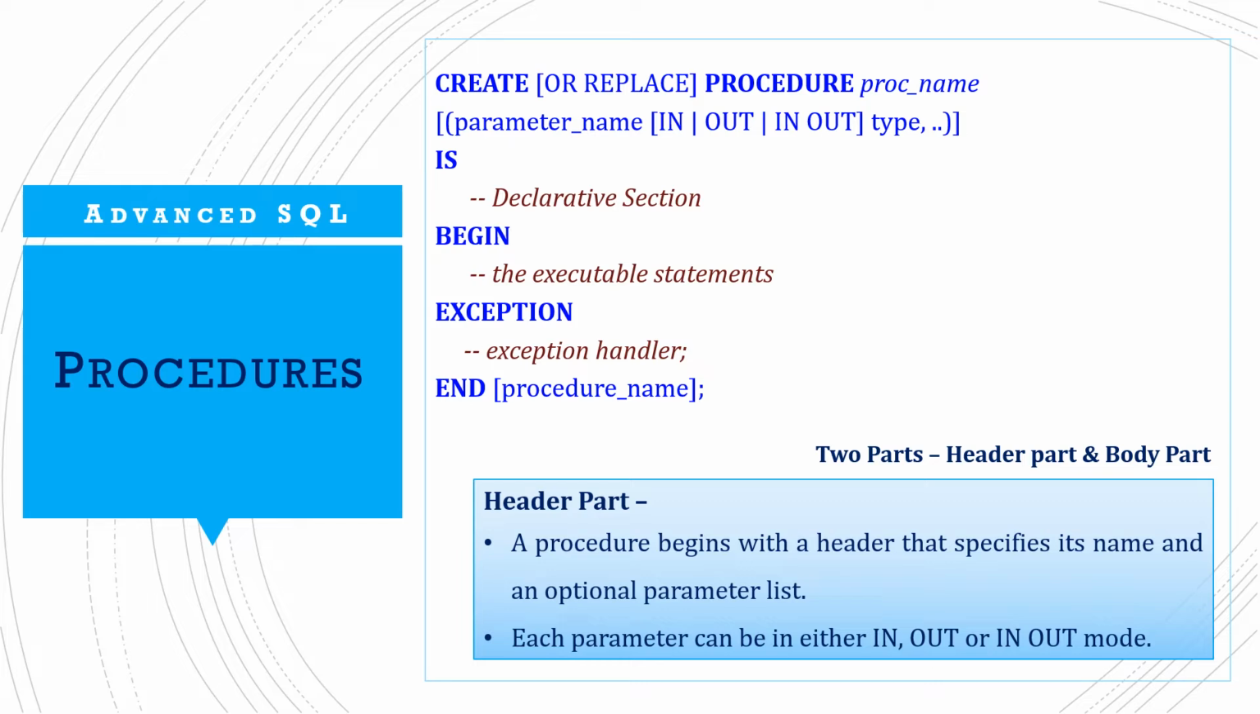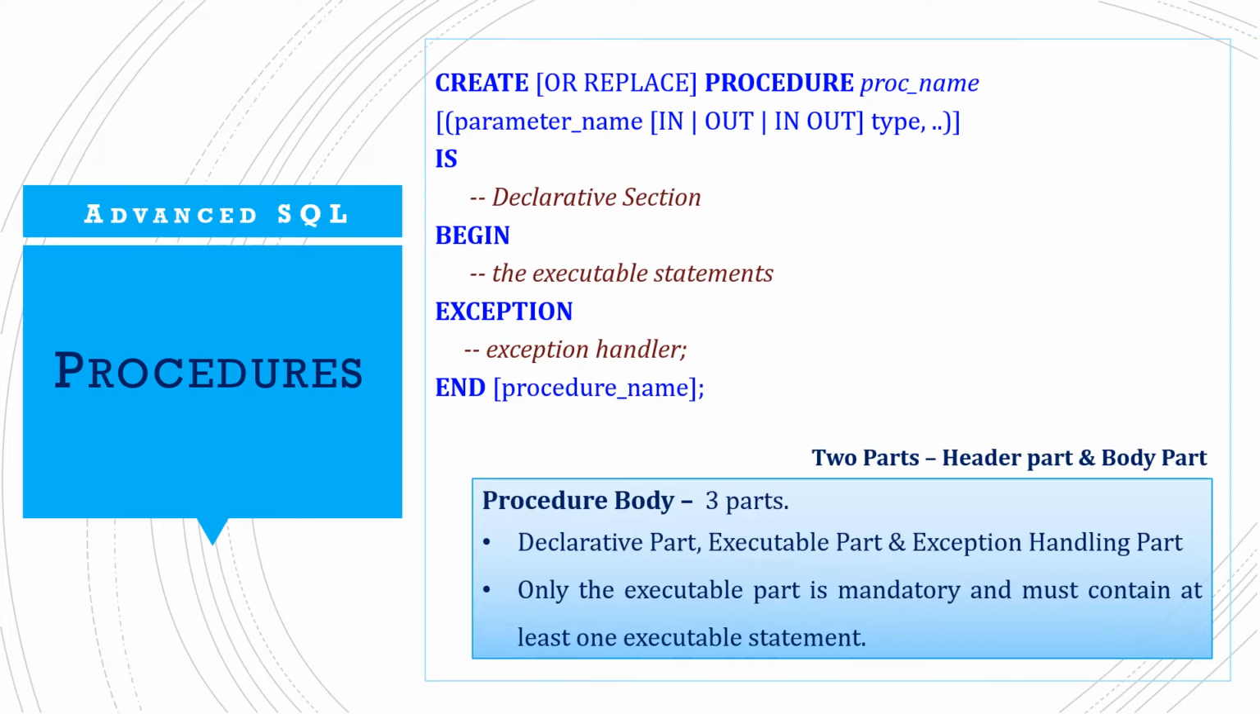If we are having any parameter, it should be in the order: parameter name, the parameter mode, followed by the data type. The parameter mode can be either IN mode, OUT mode, or IN OUT mode. The second part is the body part. The procedure body consists of three main sections: declarative section, executable section, and exception handling section. Among these three sections, only the executable section is mandatory, and it must contain at least one executable statement.